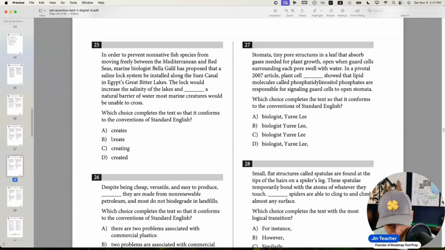But here, because I don't have the word would, you don't have to have the verb would.